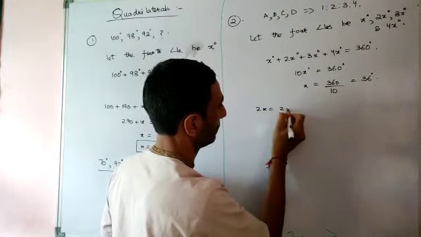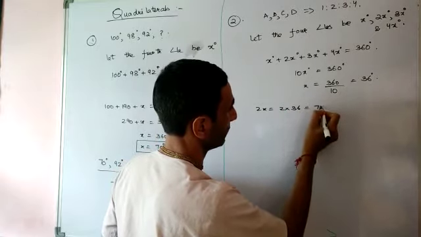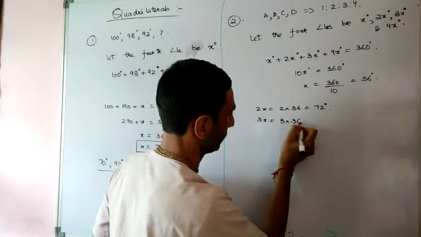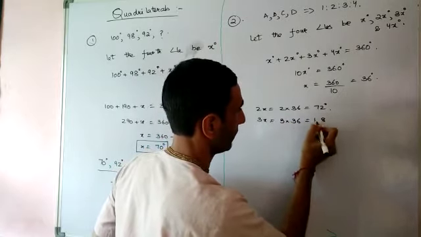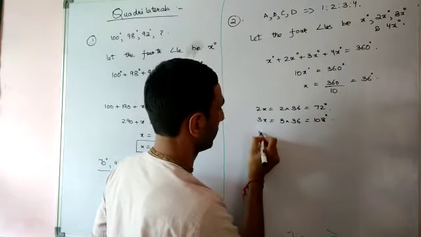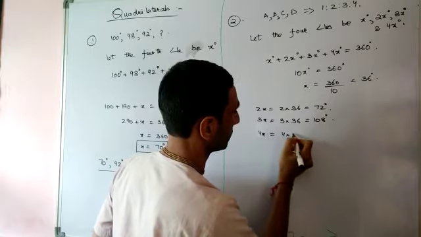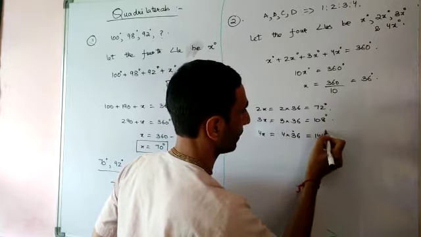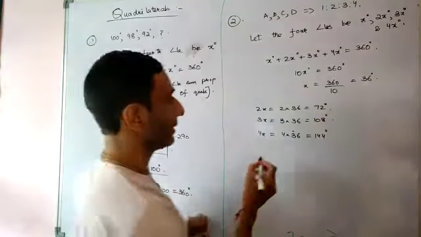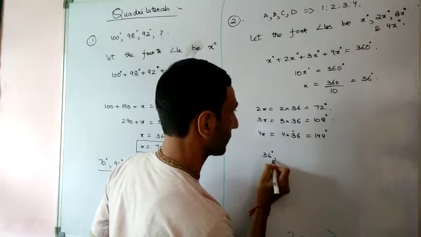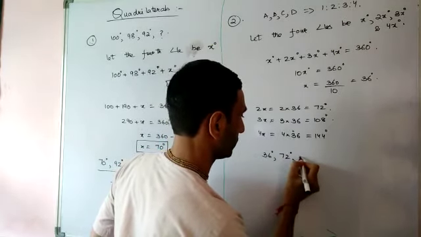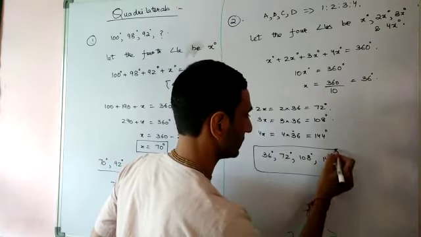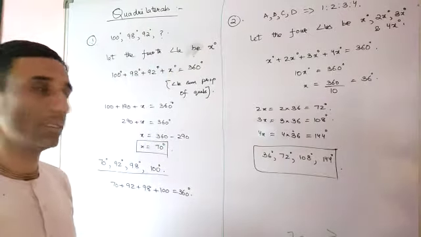2x will be 2 into 36, which is 72 degrees. 3x is 3 into 36, which is 108 degrees. And 4x is 4 into 36, which is 144 degrees. So these are the required four angles of the quadrilateral.